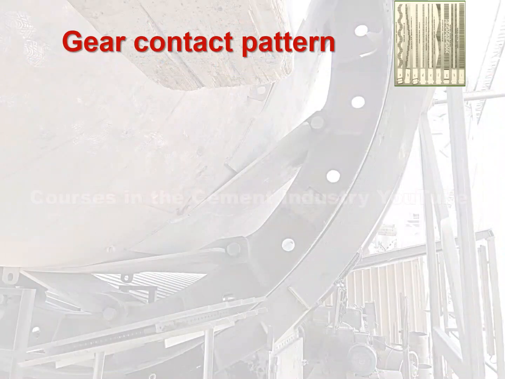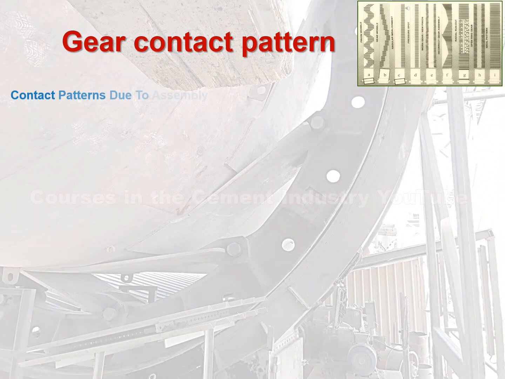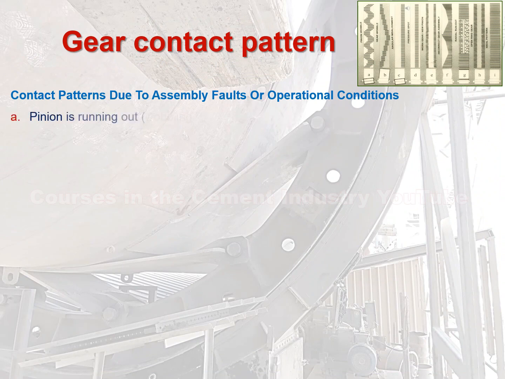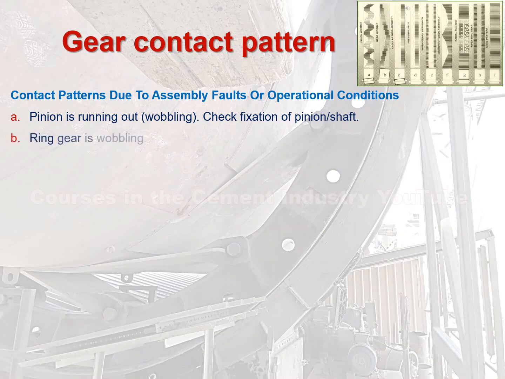From the previous show: contact patterns due to assembly faults or operational conditions. A. Pinion is running out, wobbling. Check fixation of pinion and shaft. B. Ring gear is wobbling. Assembling and adjustment of ring gear must be checked.